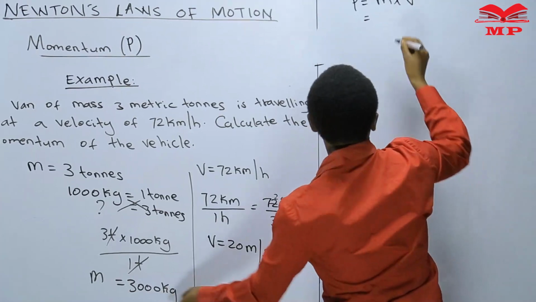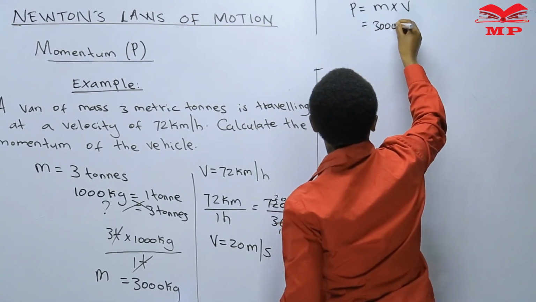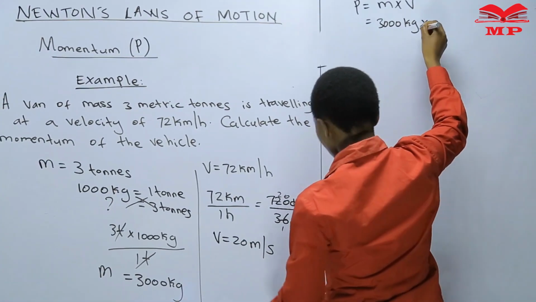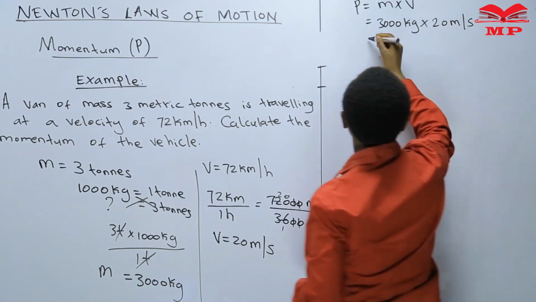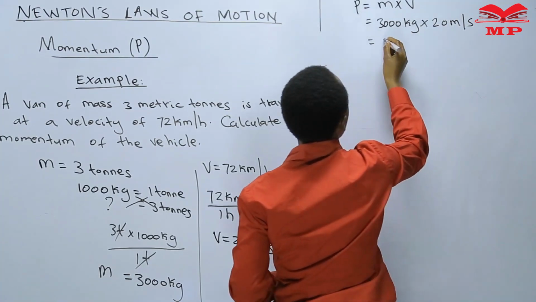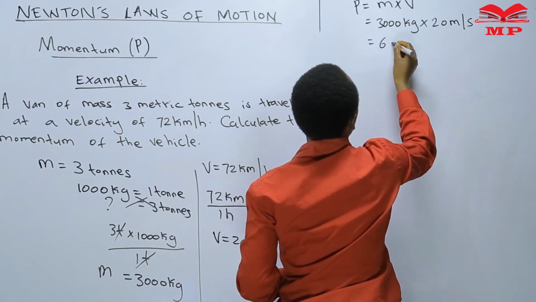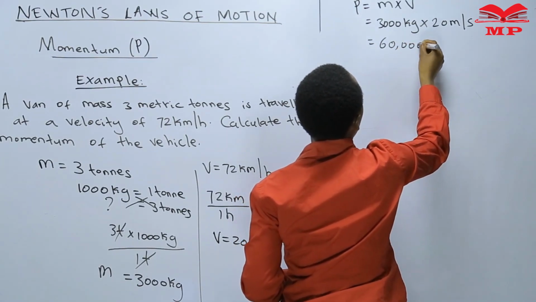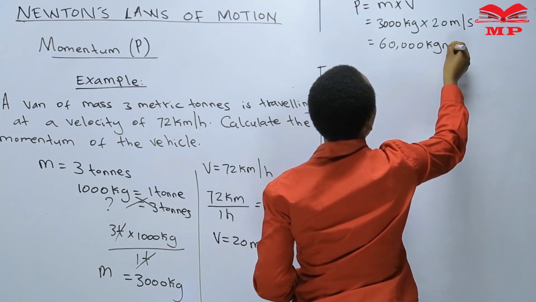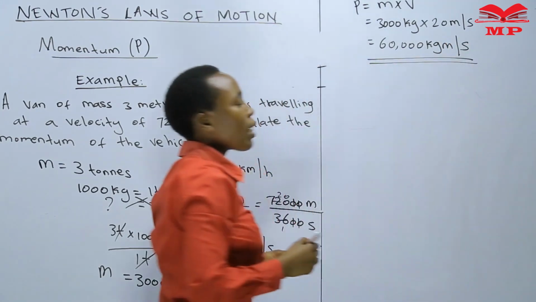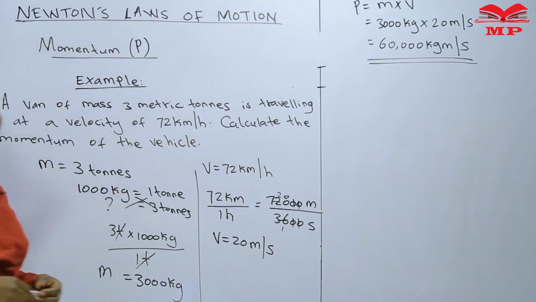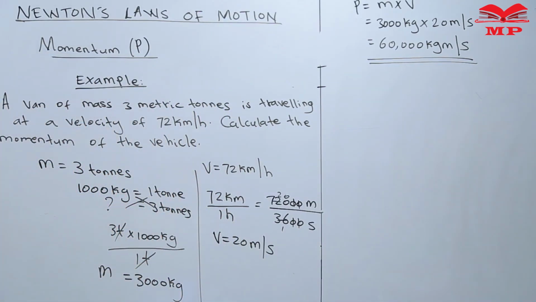Our mass here is 3,000 kilograms. We multiply by velocity, which is 20 meters per second, and we end up getting 60,000 kilogram meters per second. And that is the momentum, 60,000 kilogram meters per second.